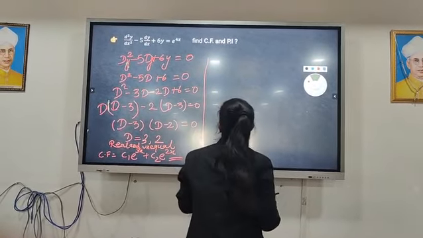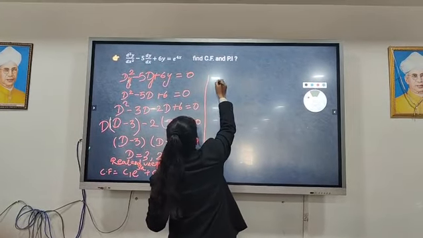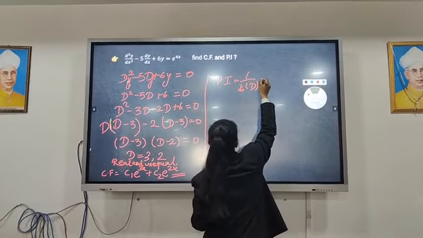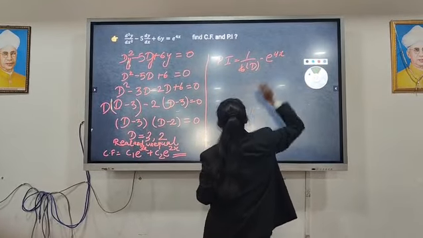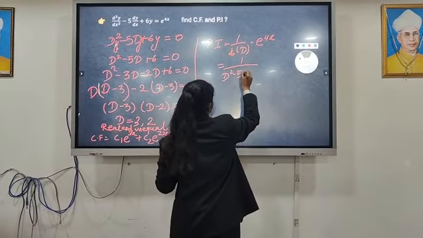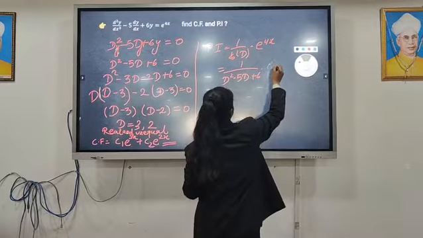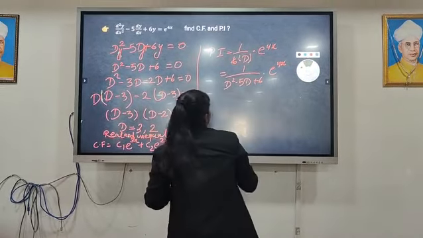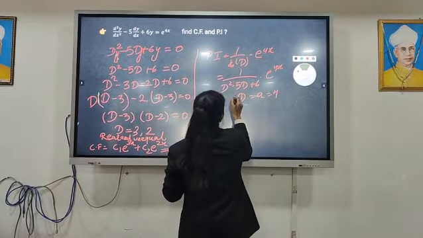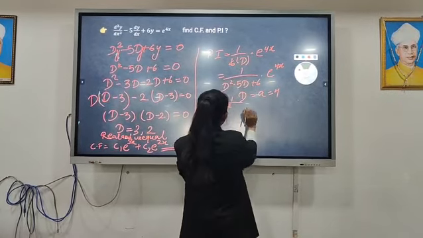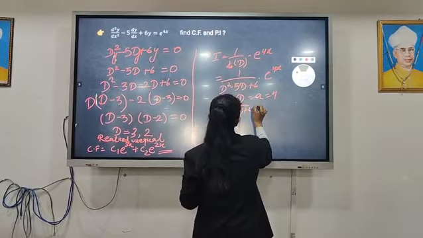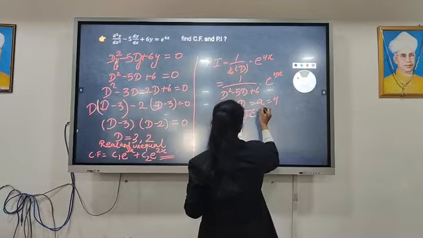Let's find the equation of particular integral. Here PI is equal to 1 by f(D) into e to the power 4x. Here f(D) is D square minus 5D plus 6, into e to the power 4x. Here we will replace D with a, that is a equals 4, that is 1 by 4 square minus 5 into 4 plus 6, into e to the power 4x.